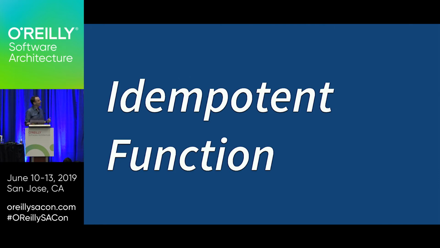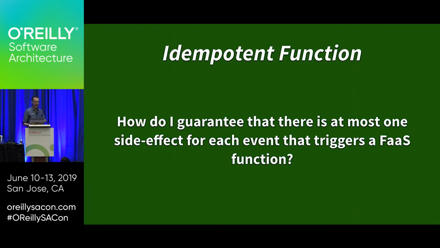That's a slight joke. But the point being that you need to know that your Lambda function may be called more than once for the same event. And so how do you work with that? How do I guarantee that there is at most one side effect for each event that triggers a FaaS function?